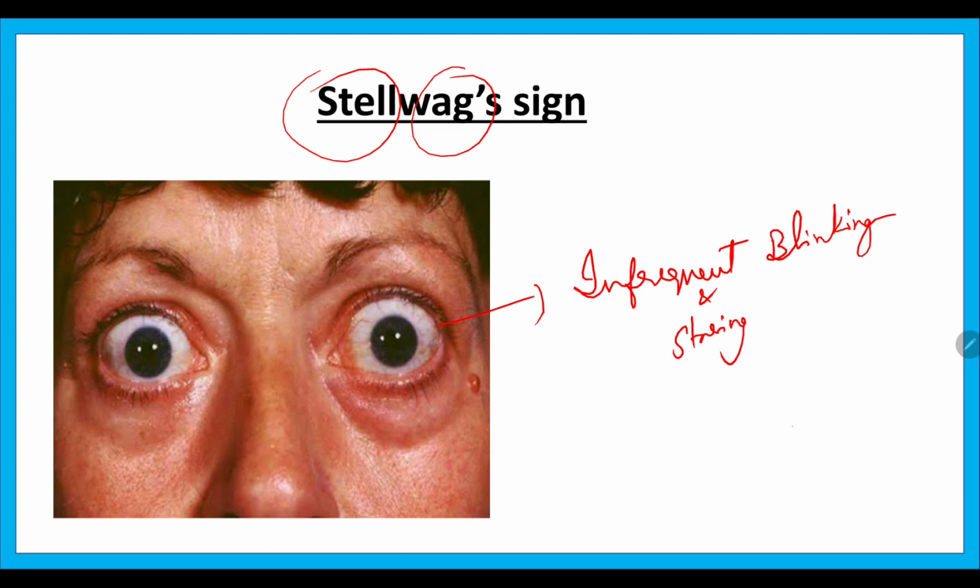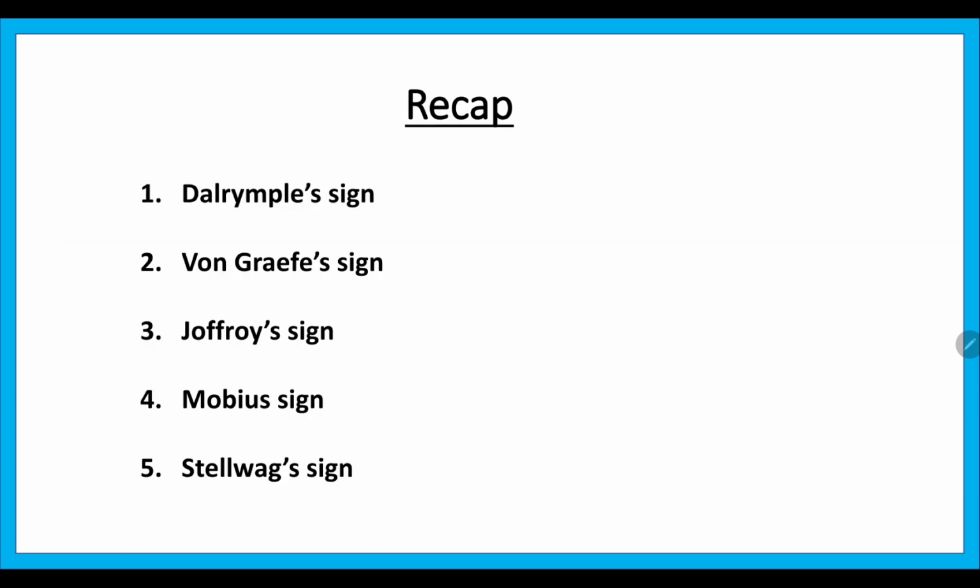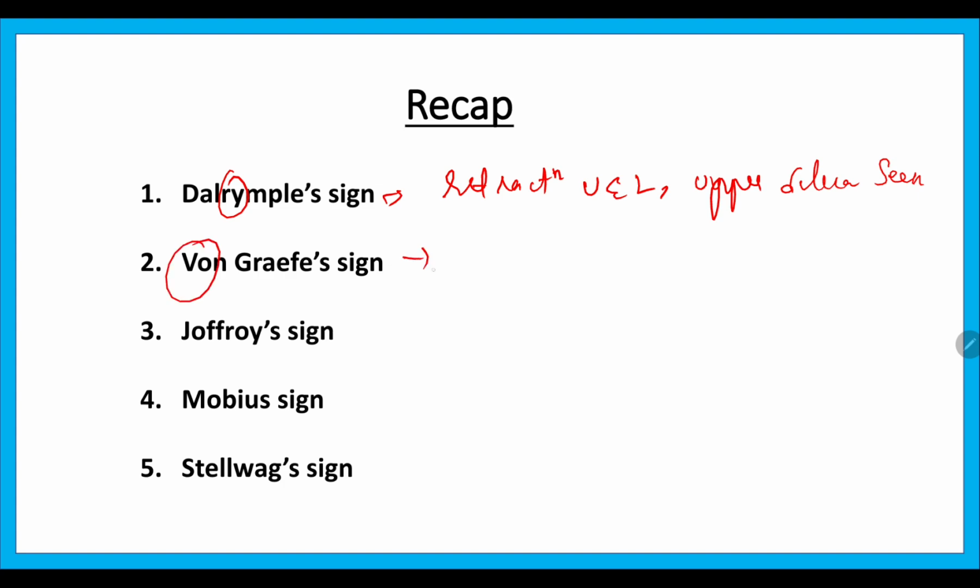That's it. Now we'll come to a recap. Dalrymple sign, it is retraction of the upper eyelid and the upper sclera is visualized. Von Graefe sign, that is lag of the upper lid. Next is Joffroy sign, F and R, that is loss of frowning.